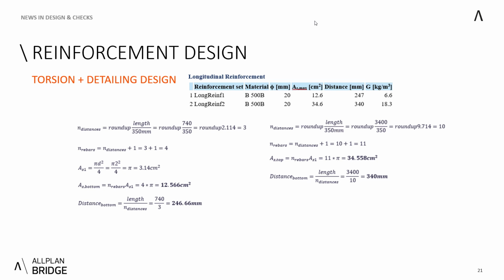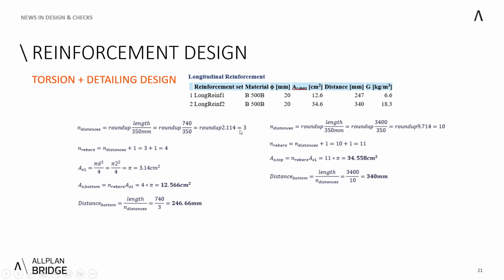The chapter for the torsional detailing is telling you that you need to have distances of at least 350 millimeters between the rebars, and therefore we take the whole length of the bottom reinforcement set, which is 740 millimeters. We divide it by this 350 requirement, and we get 2.1. But when we design 2, it wouldn't be sufficient. Therefore, we need to go to the next whole number, which is 3.